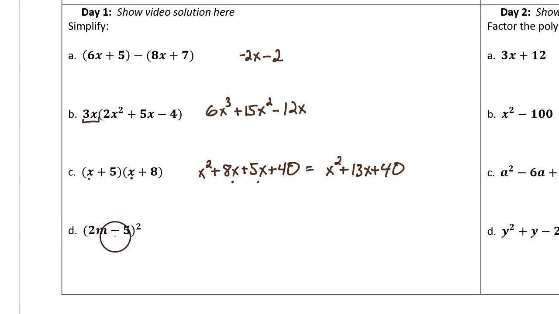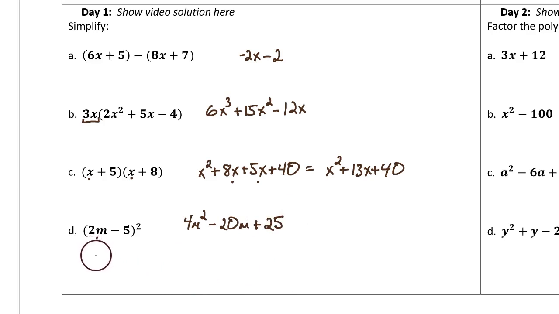Question D, we have a binomial being squared. One way to do that is to write 2m minus 5 times another 2m minus 5, and then use FOIL. But it's going to be faster if you follow the shortcut pattern. 2m squared is 4m squared, and then minus the product of 2m and 5 is 10m, and if you double that, that's 20m. Then the 5 squared makes 25.